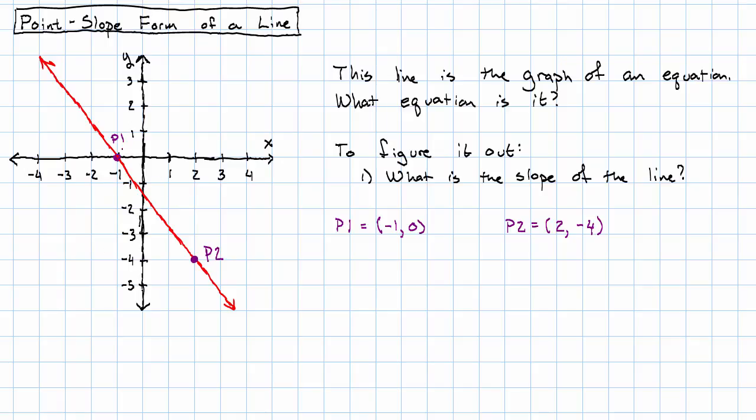I could just count it out. Right, I go right 3, down 4, and just in that way get the slope is negative 4 thirds. Or I could use the slope formula. So, negative 4 minus 0 over 2 minus negative 1. Again, negative 4 thirds. Either way, my slope is negative 4 thirds.